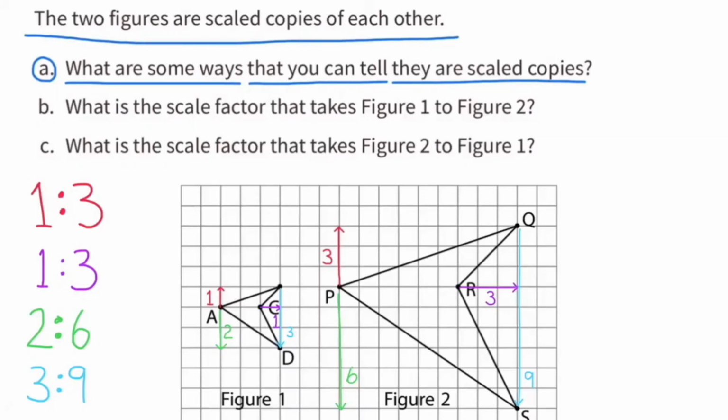These measurements all prove that all the lines on figure 2 are exactly 3 times longer than the lines on figure 1. And that proves that they are scaled copies.